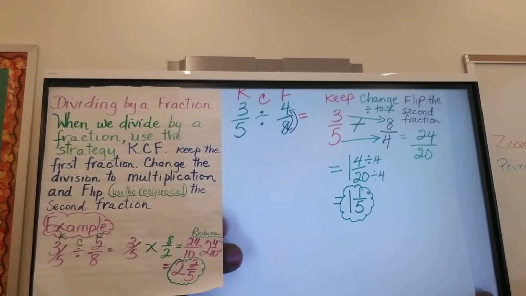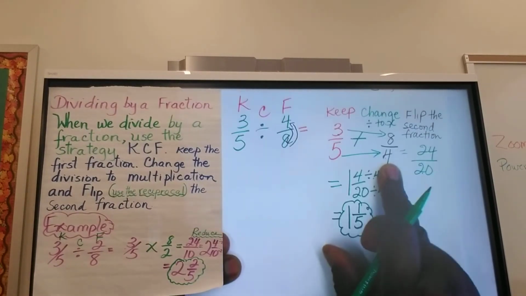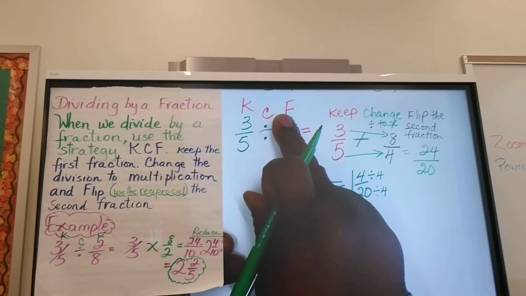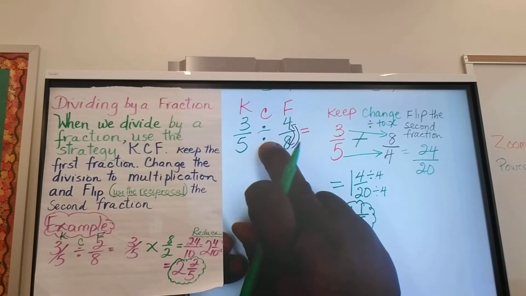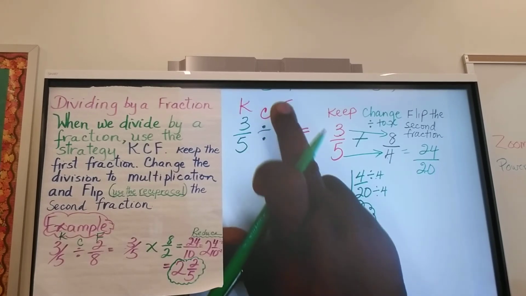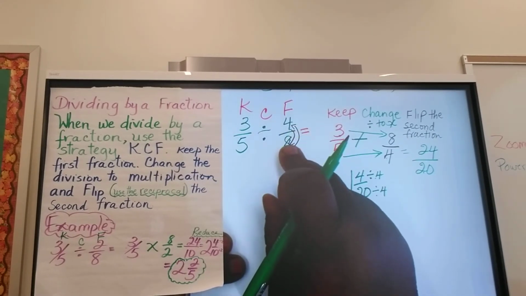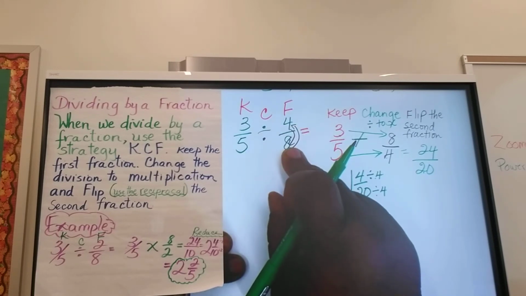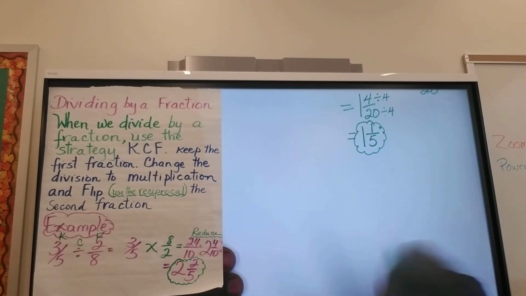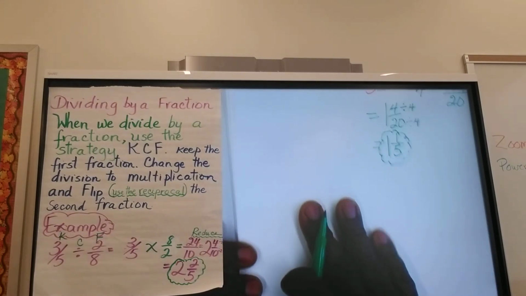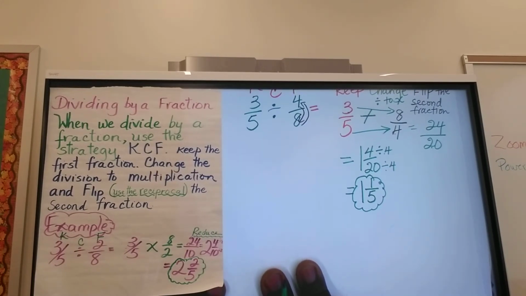So let's do another one. So you have that note, those are the notes to take with you. This is the strategy that I use to keep the first fraction, change the operation to multiplication, and flip or use the reciprocal of the last fraction. So let's do another example. I'm going to use a whole number this time.